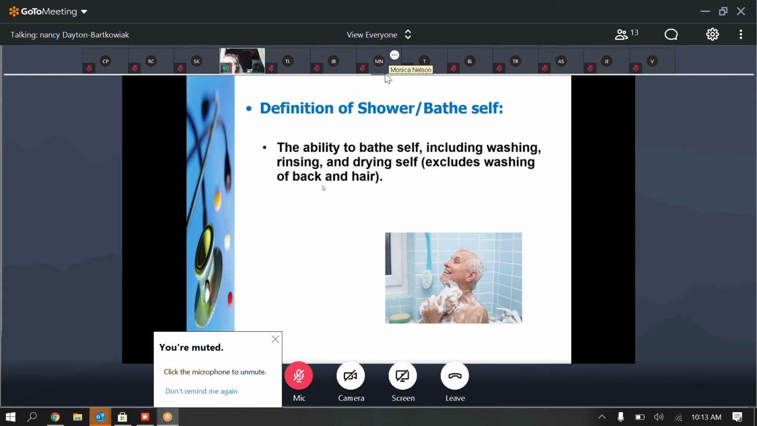Shower and bathing is the ability to bathe self, including washing, rinsing, and drying self. It does not include washing the back or the hair.